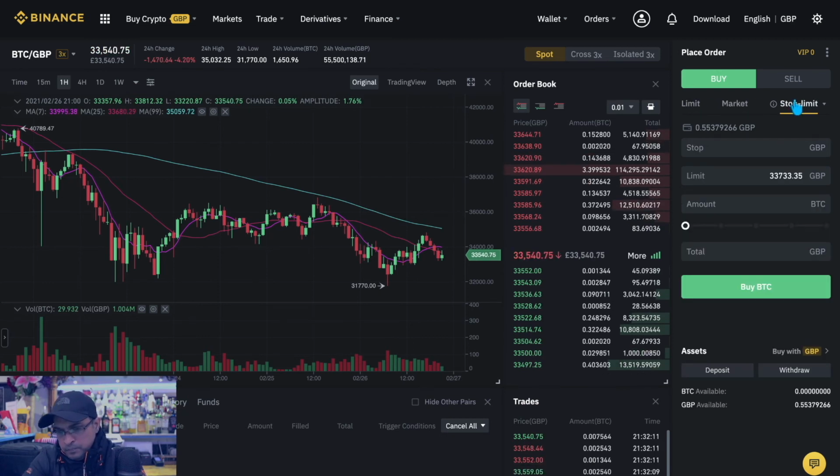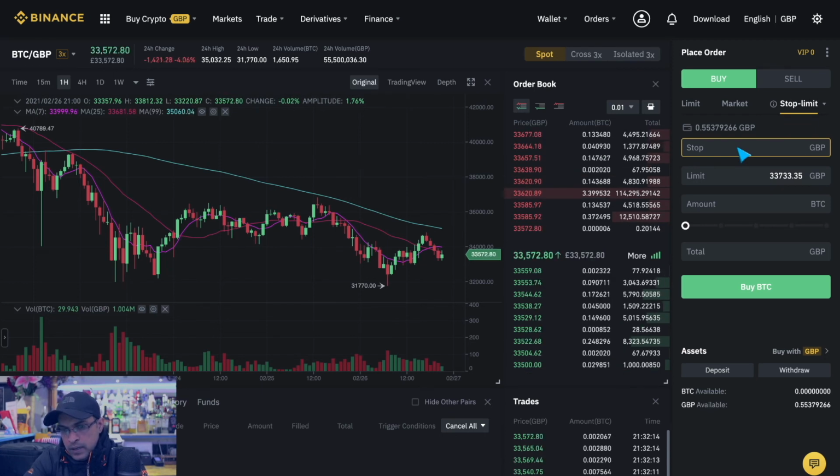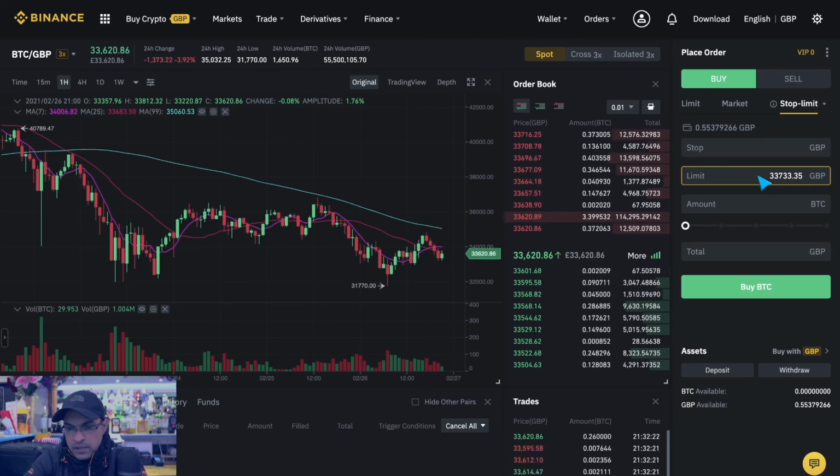Stop limit is a different one. So for example, you can put a BTC on sale. Say you put the BTC and say, if it drops to this particular price, then sell all my BTC and get out. So it will do this on the spot. You can say how much difference you want, right?